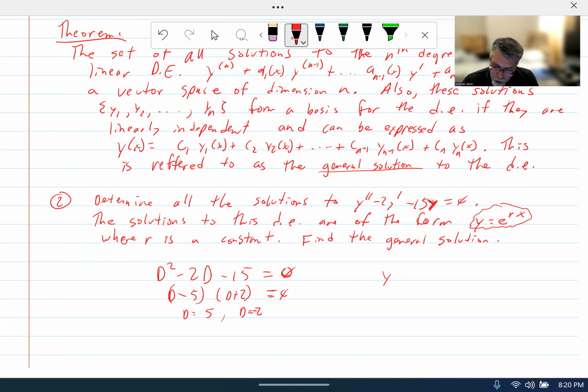Well, if we take y, and we know that it's e to the rx, the form of this solution, then we take the y prime, that becomes r e to the rx, and then y double prime is going to be r squared e to the rx, right?